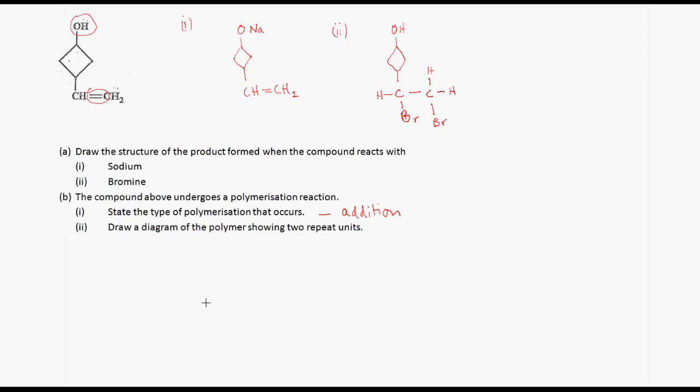And draw a diagram of the polymer showing 2 repeat units. Remember, in an addition polymerization, the double bond is all that disappears. So we're going to draw OH, so this is just 1 repeat unit. To draw 2 repeat units, it'll look like this. So notice it is not a difficult question, because all I have done is redrawn this, and instead of putting a double bond, I've put a single bond.